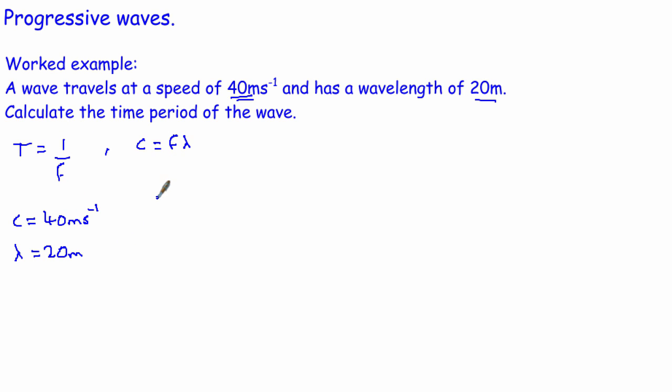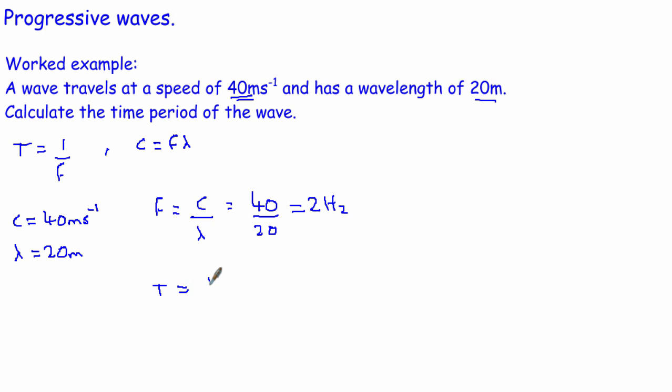So the very first thing I'm going to do is work out the frequency, because that's all I can really do. Frequency is equal to the wave speed over the wavelength. If I look at my numbers now, c is 40. The wavelength is 20. 40 over 20 is just 2. So that gives me the frequency of 2 hertz, capital H, little z. So I'm halfway there. I've worked out what the frequency is, but I haven't answered the question because I want the time period. So now I use my other equation.